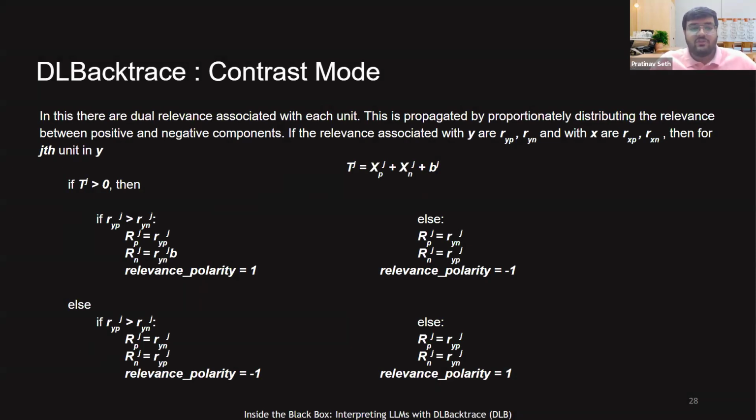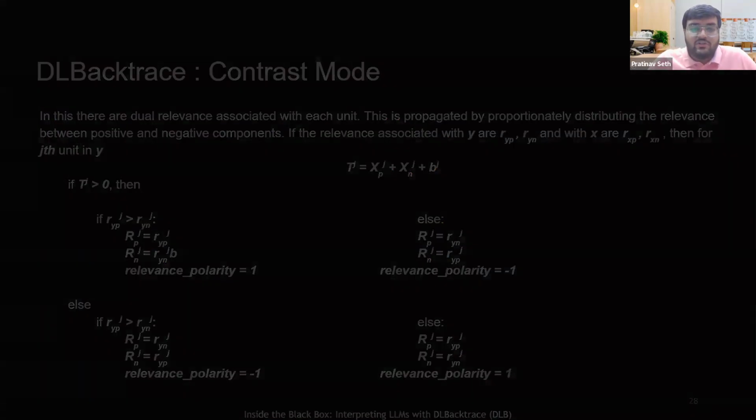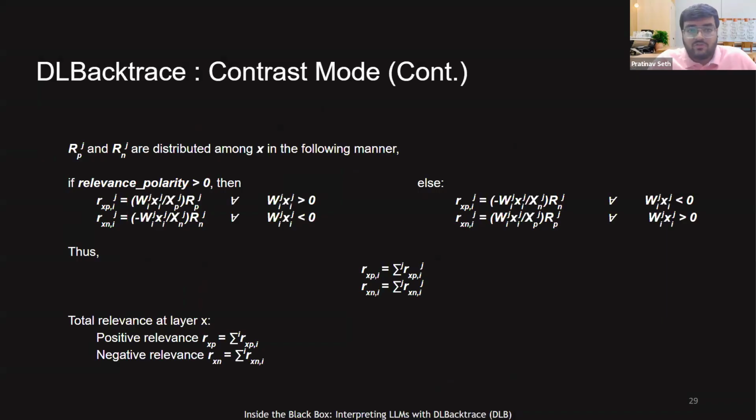And if the positive is less than negative, then we compute it in a different way, so that we are able to understand what contributed positively to your network and what contributed negatively to your network, and hence we compute the total positive relevance as well as the negative relevance at a particular node.